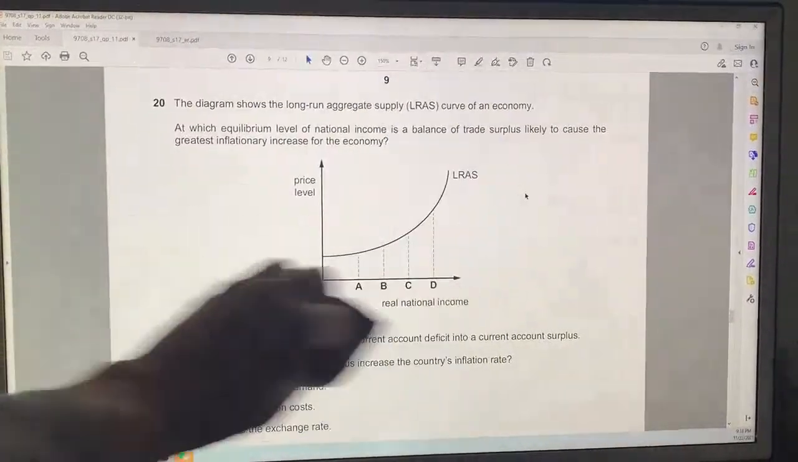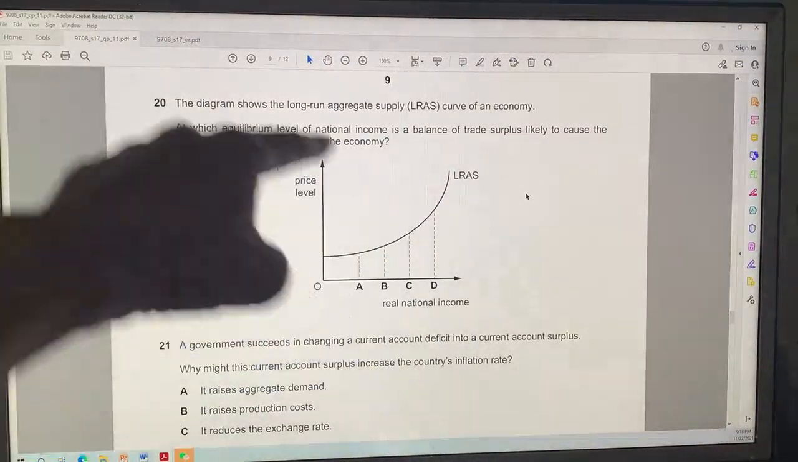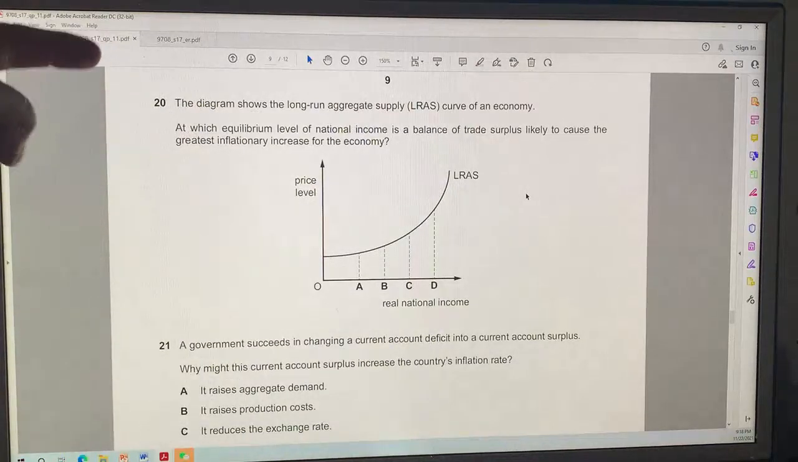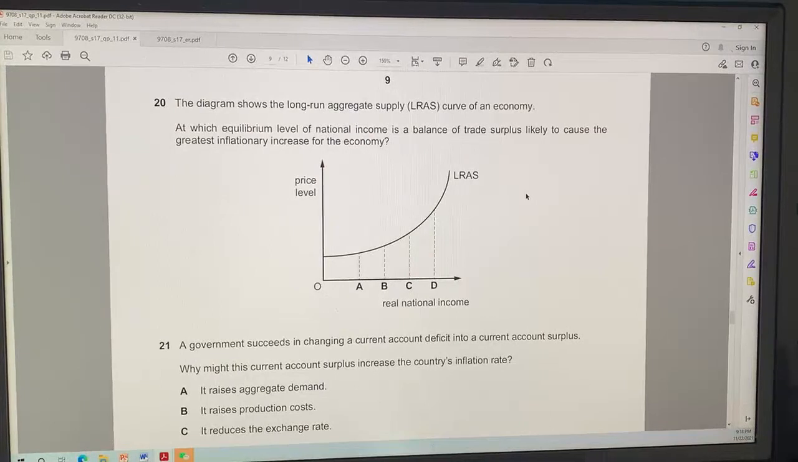How about question 20? Here's a long run aggregate supply curve and some points. At which equilibrium level of national income is a balance of trade surplus likely to cause the greatest inflationary increase for the economy? Wow, that seems like a long sentence, doesn't it?